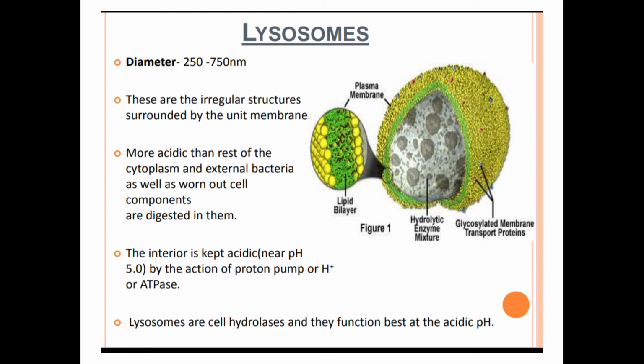Lysosomes are also called the suicide bag of the cell. Why is it called the suicide bag of the cell? As I mentioned in point number 2, they are acidic when compared to the other regions of the cytoplasm, so that they digest the whole cell or components of the cell which are not working properly, or it also helps for the digestion of damaged cells. So this is the reason it is also called the suicide bag of the cell.